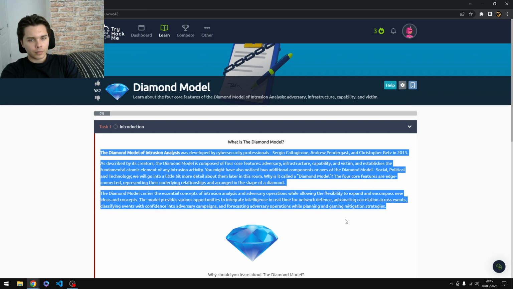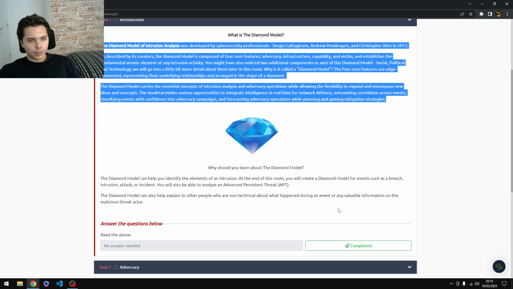Why is it called a Diamond model? The 4 core features are edge-connected, representing their underlying relationships, and arranged in the shape of a diamond. The Diamond model carries the essential concepts of intrusion analysis and adversary operations while allowing the flexibility to expand and encompass new ideas and concepts. The model provides various opportunities to integrate intelligence in real time for network defense, automating correlation across events, classifying events with confidence into adversary campaigns, and forecasting adversary operations while planning and gaming mitigation strategies.